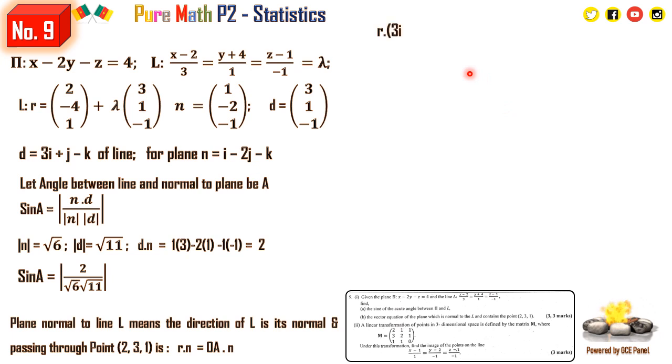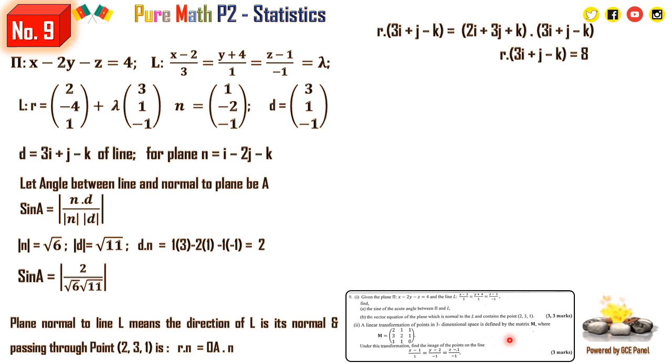Okay, so here r dot 3i plus j minus k is equal to the points 2, 3, 1 dot 3, 1, minus 1. And the dot product of these is going to give us 8. So therefore, we have r dot 3i plus j minus k equals 8. So this is the equation of the plane which is normal to this line and passes through the points.